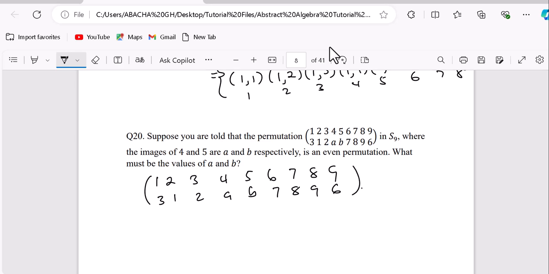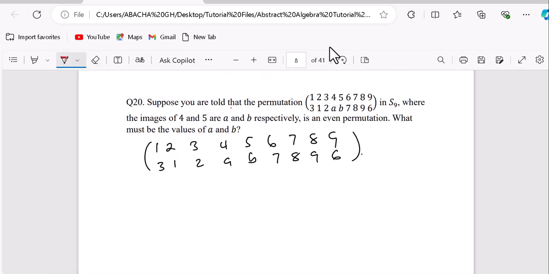Let me write it as cycles and see. So 1 goes to 3, 3 goes to 2, 2 goes here. So we have (1 3 2). I don't know what 4 and 5 are yet, but let me come here. 6 goes to 7, 7 goes to 8, 8 goes to 9, 9 goes back to 6. So we have (6 7 8 9). And they are saying that this is supposed to be an even permutation.